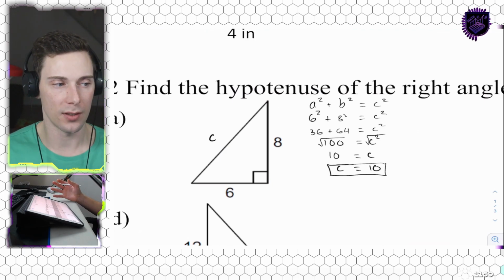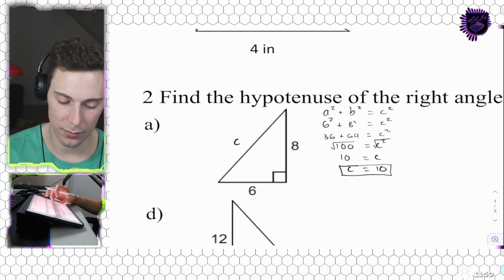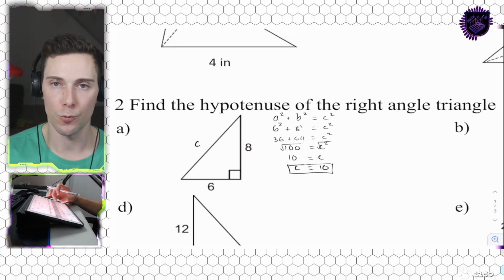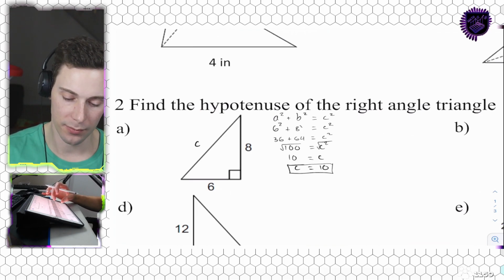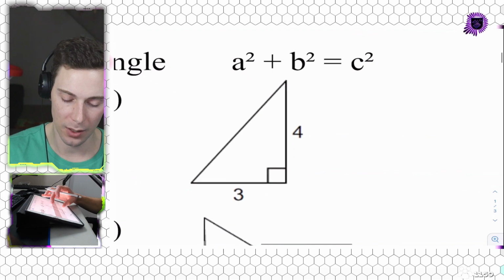We're not given the units here, it's just 10 units. Good start. It's a nice right whole number integer right angle triangle. Let's go to B.